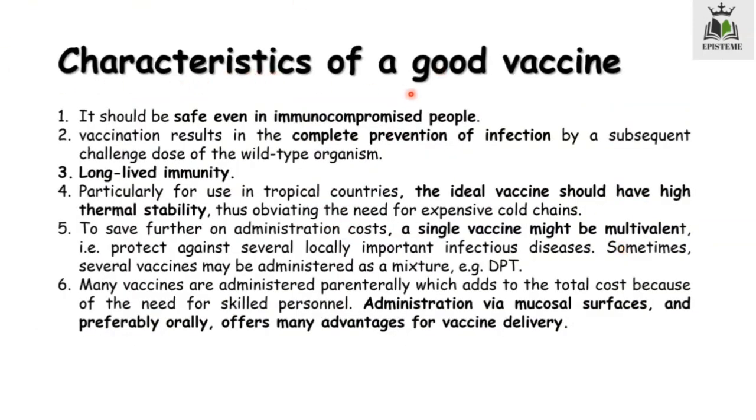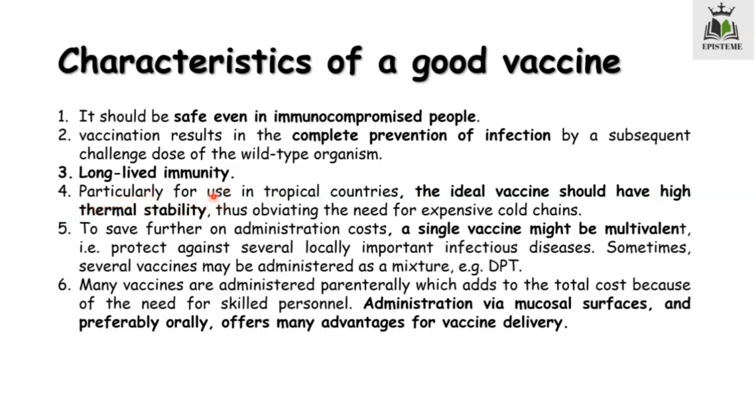Now here are some criteria for a good vaccine. Firstly, it should be safe for immunocompromised people, because a vaccine is a universal thing and it can be used by all the persons in the world. Vaccination should result in complete prevention of infection, which is the ultimate aim for any good vaccine. The immunity should be long lived so that we don't have to take another dose within 1 or 2 weeks.